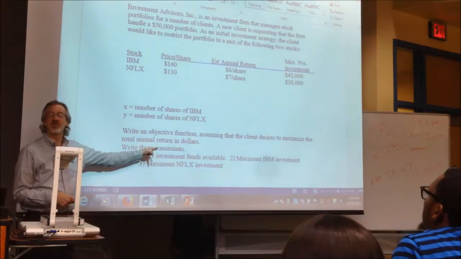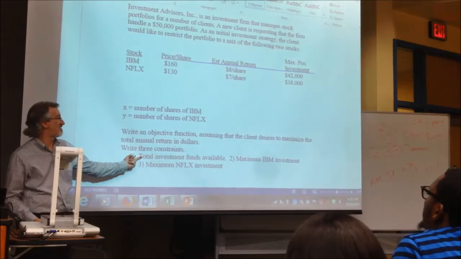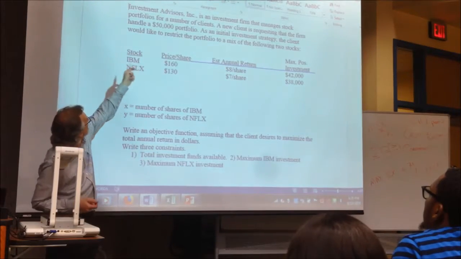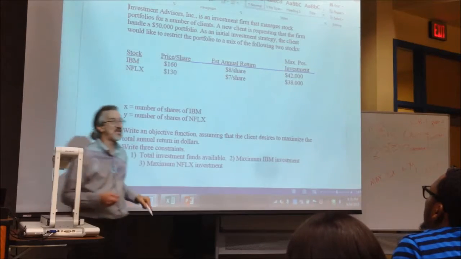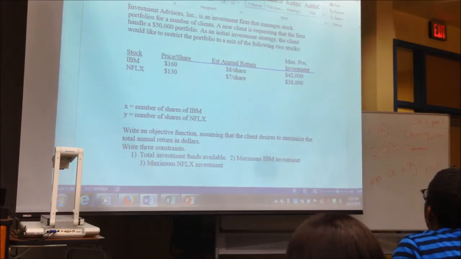Next sentence says, and on a quiz, I won't be this obvious. It won't say you have 3 constraints. You've got to figure out how many constraints you have. And it will say total invested funds available is going to be one of the constraints. Up here, it says the client is requesting the firm handle $50,000. You're the investment advisor. You're writing a constraint: less than equal, greater than equal, or equal to $50,000.